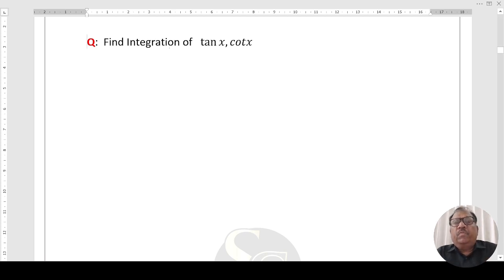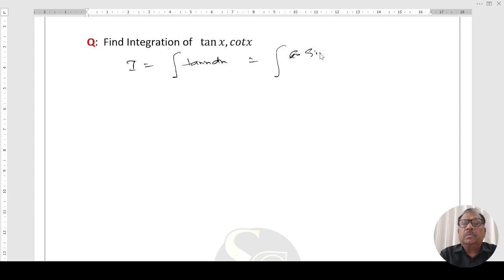Question is, find integration of tan x and cot x. Integration of tan x dx. We can write it as sin x upon cos x dx. As we are using the substitution method, put cos x equal to t. Why put cos? Because the differentiation of cos is sin, which is available in the numerator.